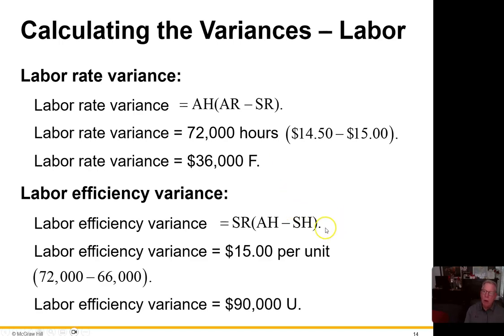However, our labor efficiency variance we're going to calculate based on the standard rate times the actual hours minus the standard hours. So here, our standard rate of $15 per unit, and we take the 72,000 minus the 66,000 standard. That results in an unfavorable labor efficiency variance of $90,000.